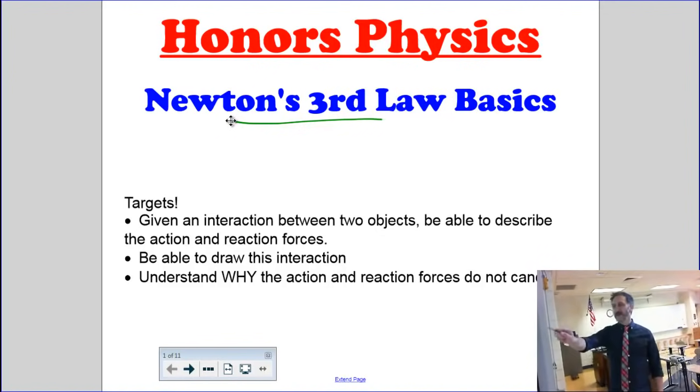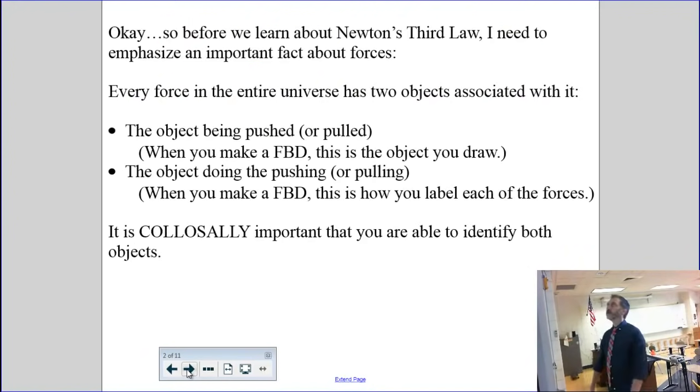By the end of this video, you should be able to do these three things here. Given the interaction between two objects, you should be able to describe the action and the reaction forces. You ought to be able to draw that interaction, and finally you should be able to understand why the action and reaction forces don't cancel. Okay, so here we go.